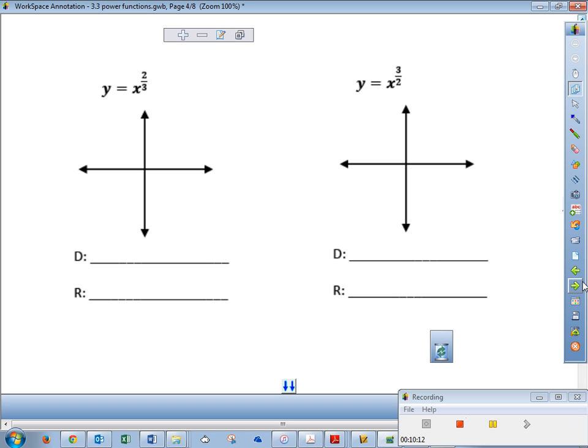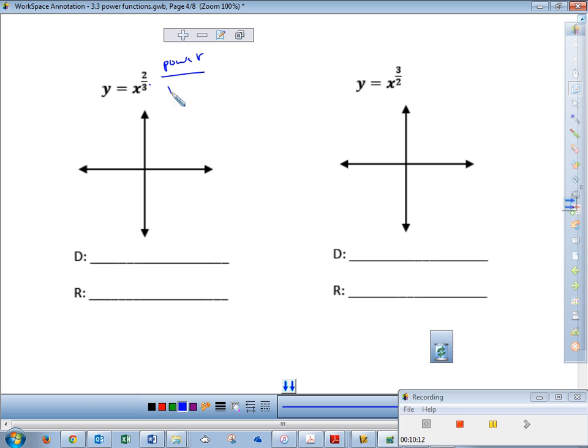These are like fractional powers. Is it power over root or root over power? What do you remember? Power over root or root over power? Power over root. Let's put that just to refresh our memory. Power over root. What do you think is going to happen with this odd root right here? Let's see. I don't know what x to the 2/3 power looks like. It's not something we do often enough. How can I see what he looks like?